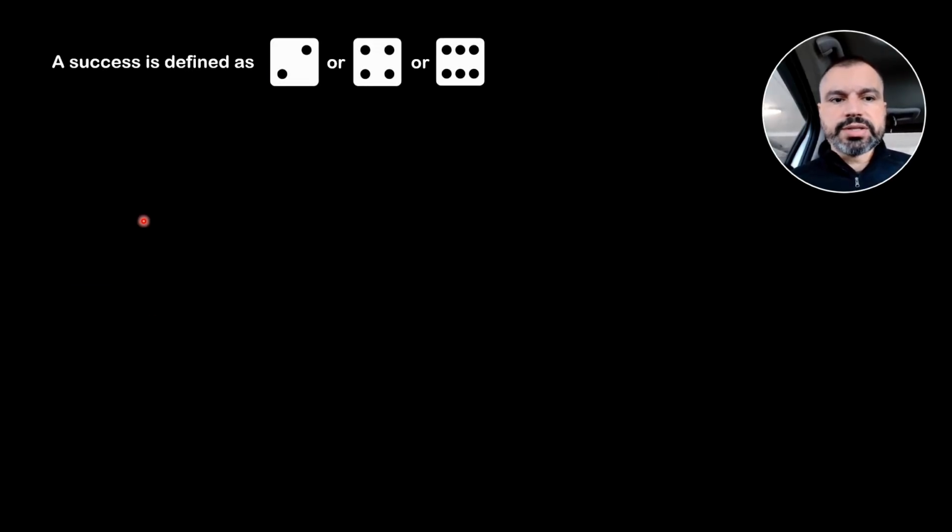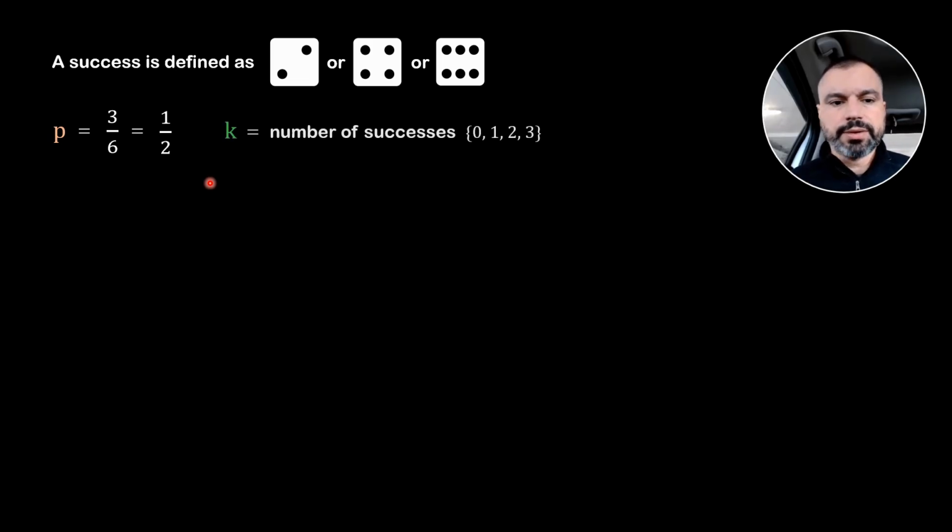Let's do it together. In our example, a success is defined as rolling a 2, a 4, or a 6. Therefore, the probability of success is 3 over 6, which is equal to 1 over 2. So we have a probability of 0.5, a 50% chance of obtaining a success each time we roll a die. K is the number of successes after 3 trials. N equals 3. We have 3 trials.